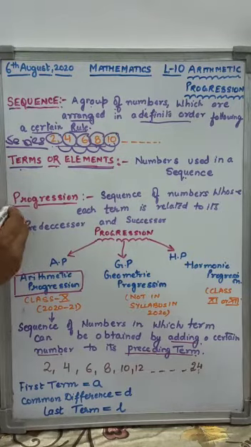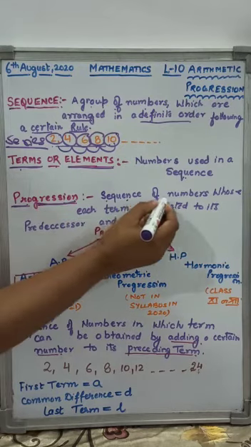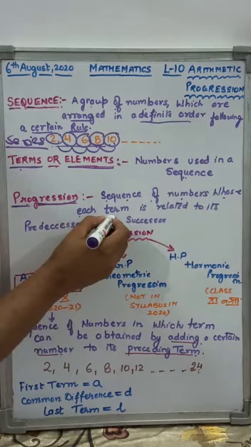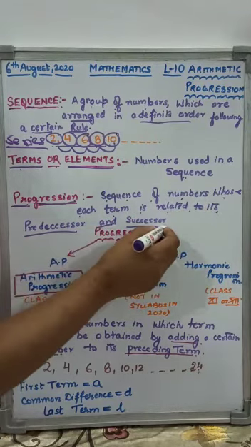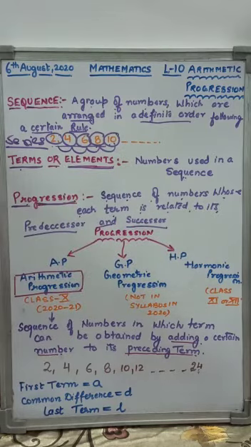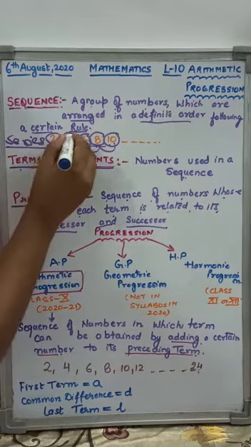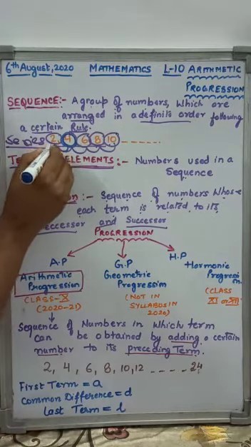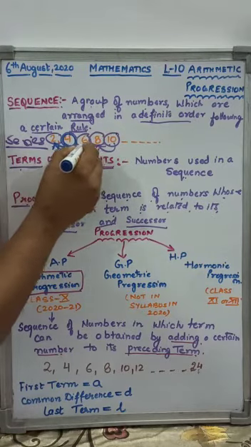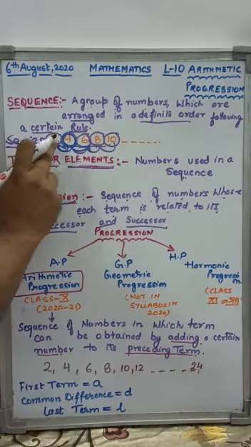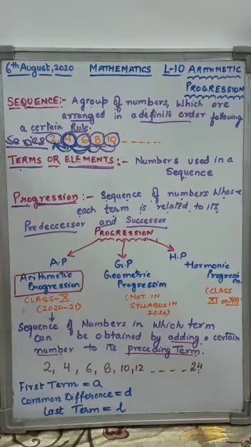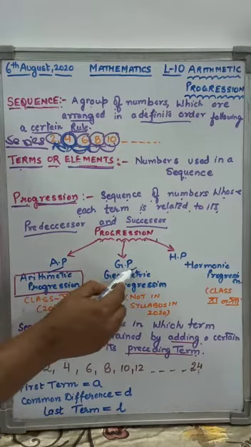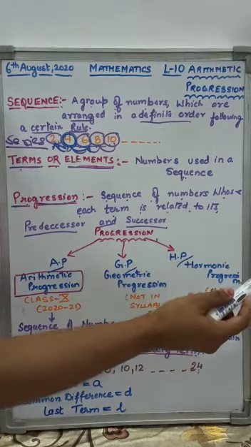Now next is what is progression? Progression means sequence or series of numbers whose each term is related to its predecessor and successor. Suppose let us talk about the number 4. This number 4 is related to its predecessor and its successor. So this is known as progression. Now there are different types of progression. First is AP, GP, HP, and one more is complex series.